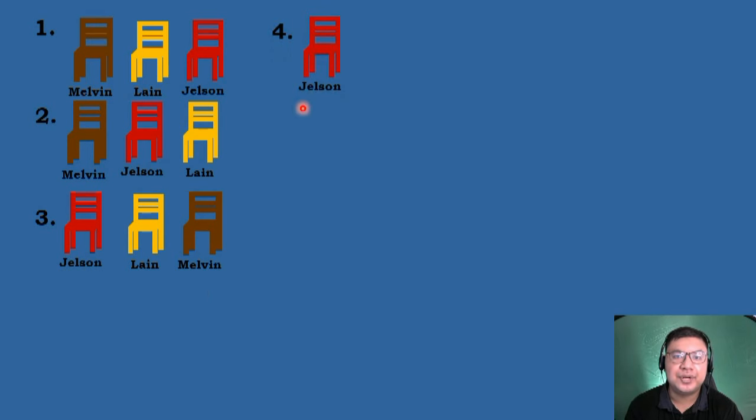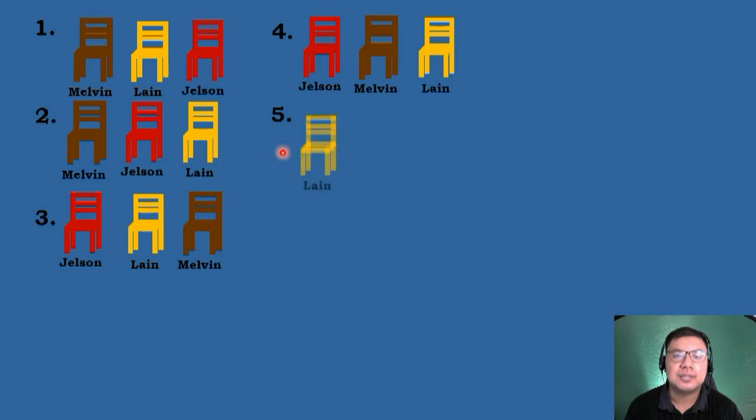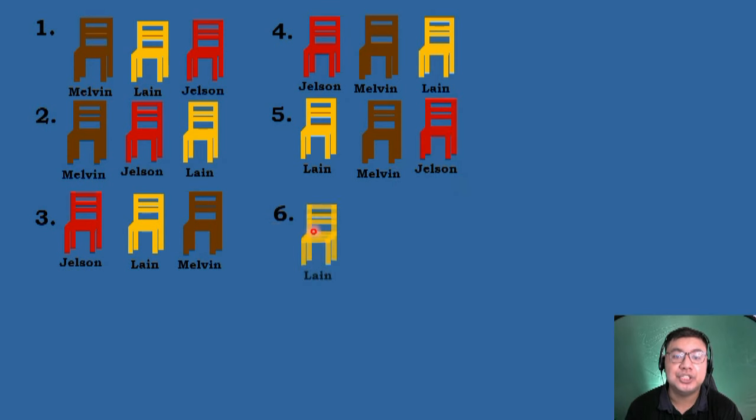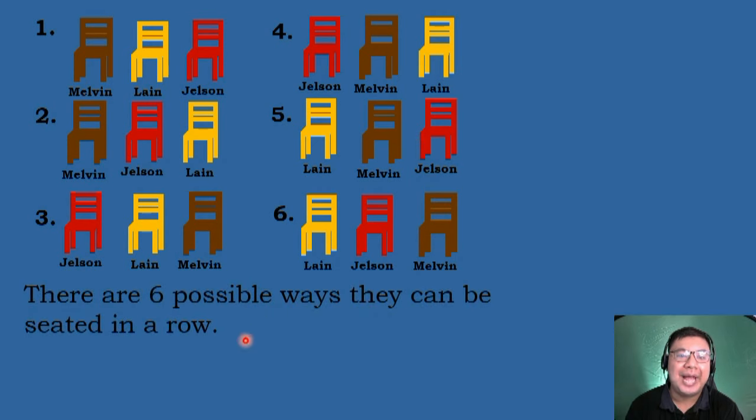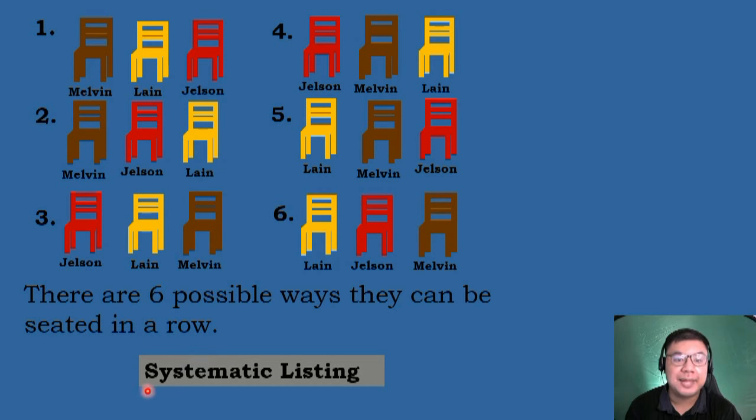And then the fourth possible arrangement will be Gelson, Melvin, and Lain. Then we have the fifth possible arrangement: Lain, Melvin, and Gelson. And the sixth possible arrangement, we have Lain, Gelson, followed by Melvin. So all in all, we have 6 possible ways they can be seated in a row. This method is called systematic listing because we listed the possible outcomes in an organized and systematic manner.